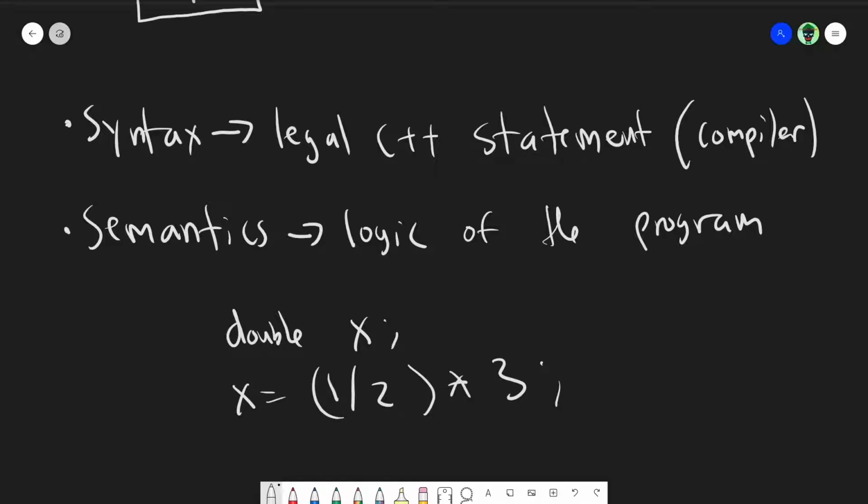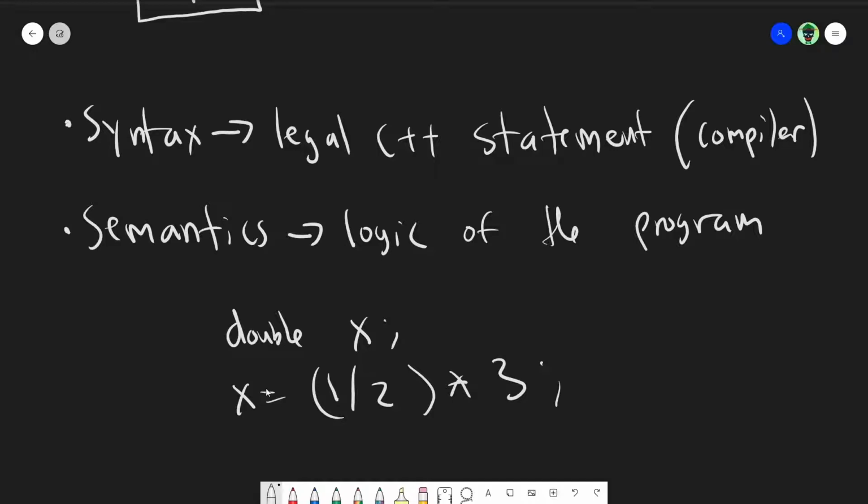Why am I getting a 0? It's supposed to be 1.5. Well, this is a case where the syntax is completely valid, but there are some semantic issues, some logical problems. 1 divided by 2 is not going to give you 0.5, it's going to give you 0. Multiplied by 3 will give you 0. You typecast that 0 into x to make it 0.0.